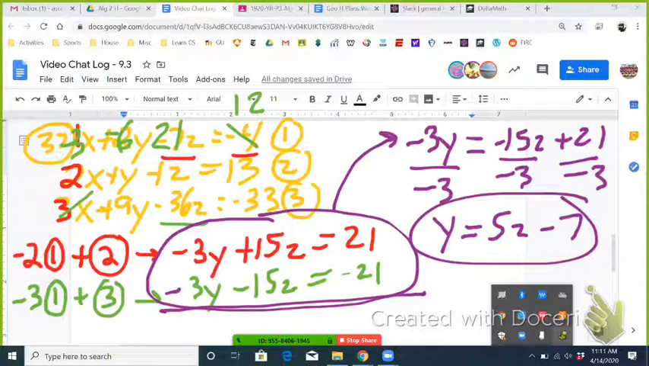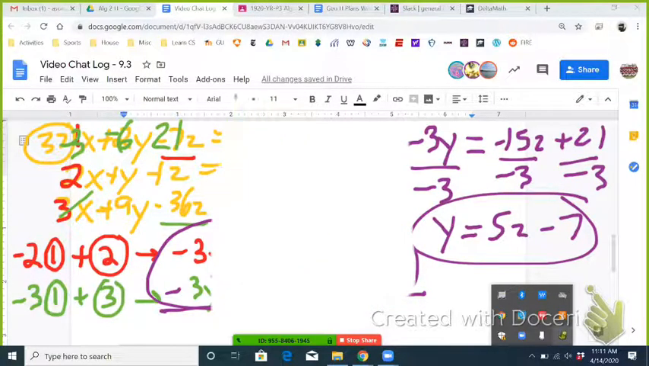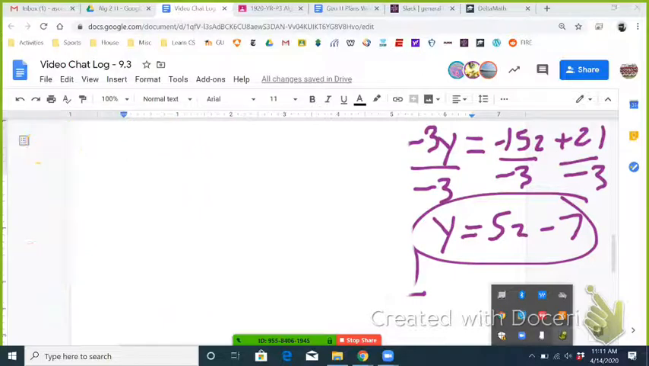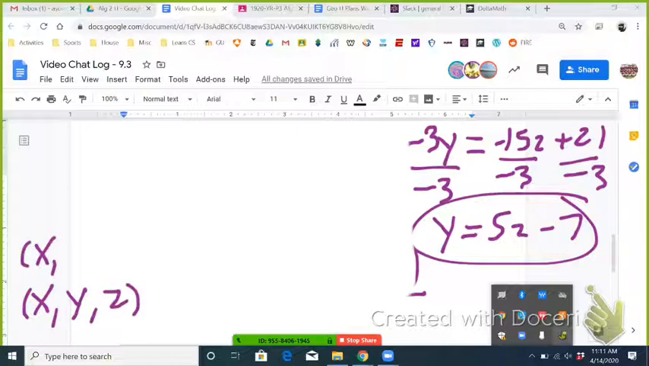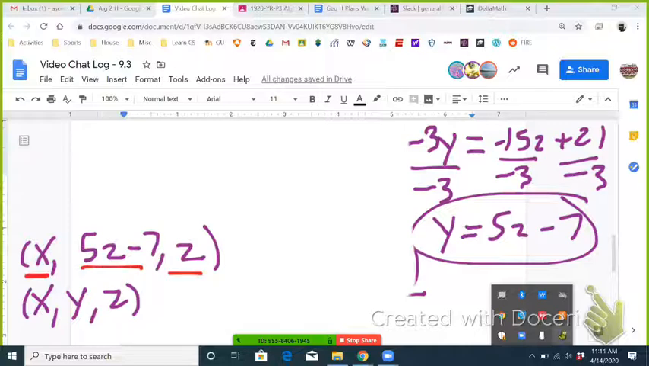So if I was to express this solution so far as an ordered triple, I got x, y, and z. We don't know what the first term is. Call it x. The second term, y, we can write in terms of z as 5z minus 7, and then z would be the last term. So now, to figure out what x is, I'm going to plug these two expressions in for y and z, because that's what they represent, into one of the original equations.